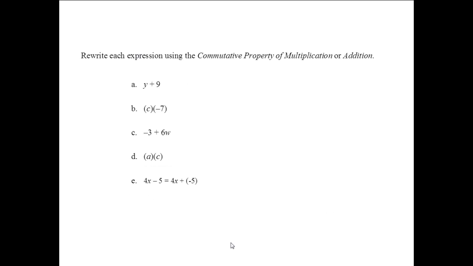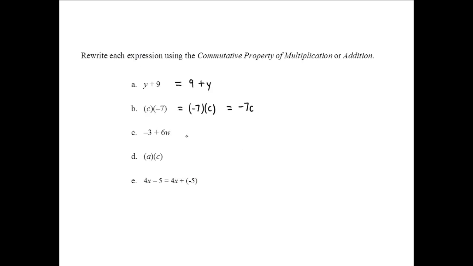Rewrite each expression using the commutative property of multiplication or the commutative property of addition. Y plus 9 is equal to 9 plus y. C times negative 7 is equal to negative 7 times C, written without parentheses as negative 7C.